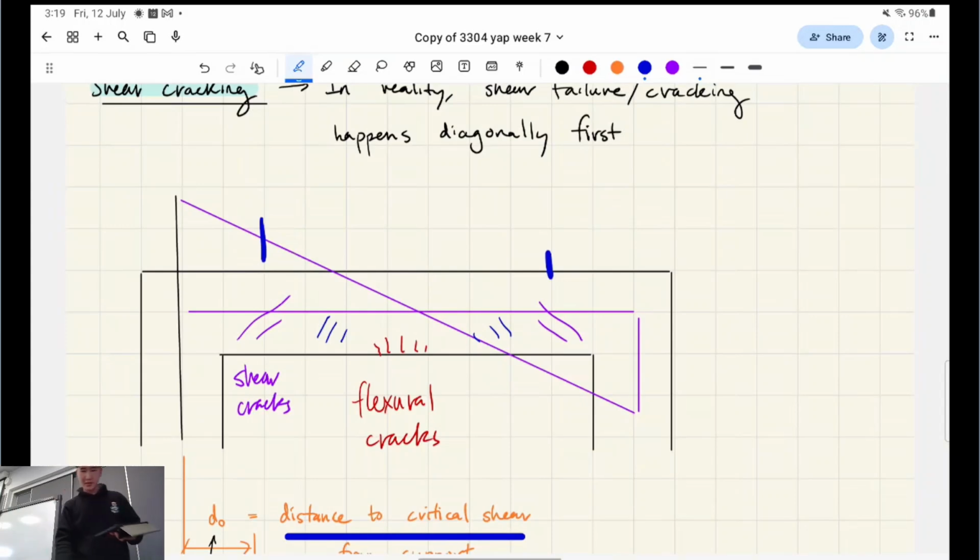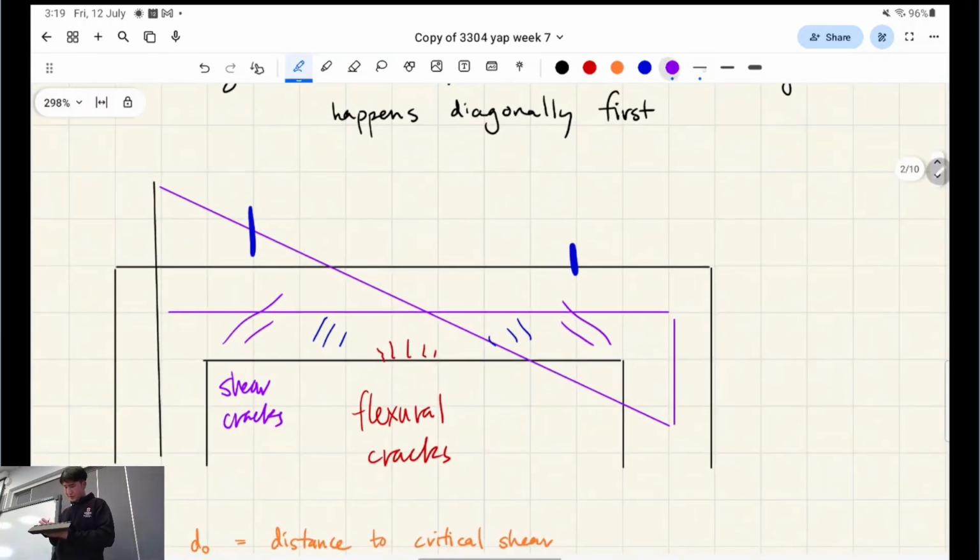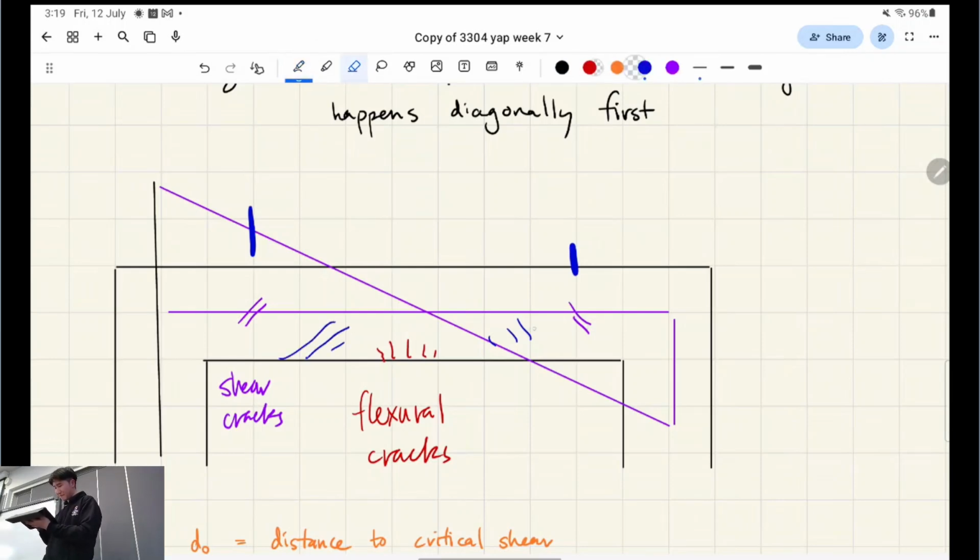Okay, sorry, I just wanted to make sure I was drawing it correctly. So shear cracks look a little bit more like this. They're a little bit more uwu, Janice. But the flexural shear cracks look a bit more like this, right? These are called flexural shear cracks.